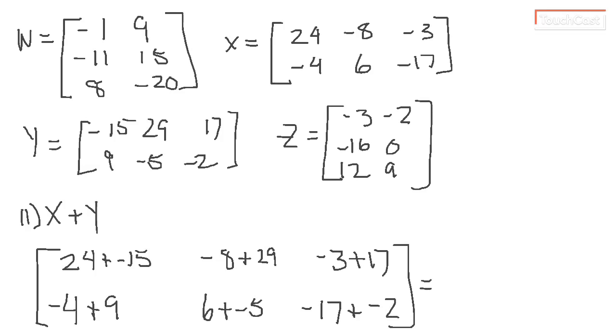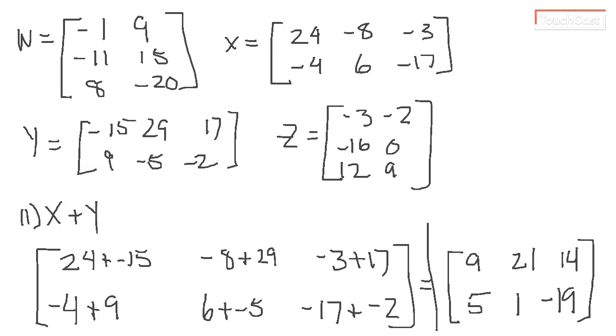Now we're just going to simply do the addition. 24 plus -15, that's 9. -8 plus 29 is 21. -3 plus 17 is 14. So we've got the first row done. If we go -4 plus 9, that's 5. If we go 6 plus -5, that's 1. -17 plus -2, that's -19. And we finished the matrix addition. We're going to keep utilizing these same matrices, but I need more space to keep moving on.